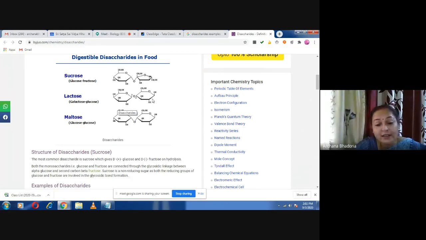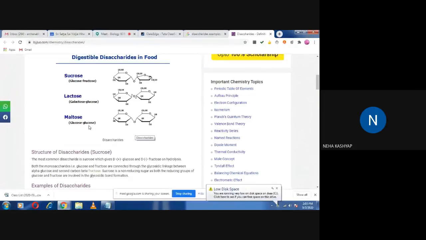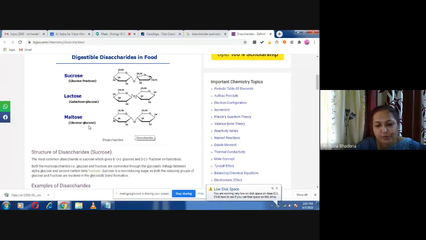Both are similar or different? Both are 6-membered. Okay, here it was a 5-membered ring. So galactose and glucose. And maltose is formed by which two monosaccharides? Both glucose. Okay.